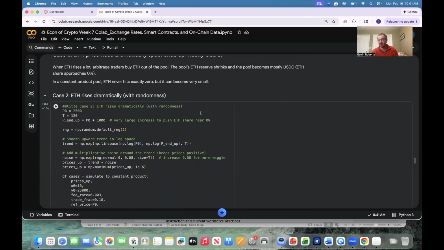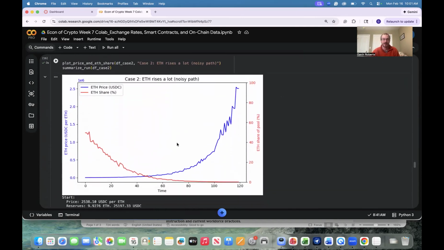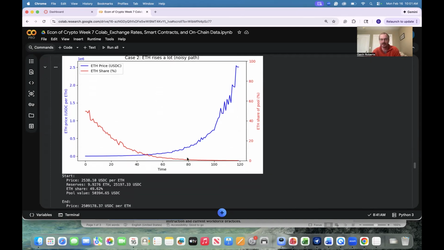So Ethereum's going to leave the pool over time, and so here we start at 50%. The Ethereum price rises. People buy Ethereum out of the pool, replace it with USDC because that's the trade they're doing within the pool. And we see that the amount of Ethereum in the pool converges to zero.